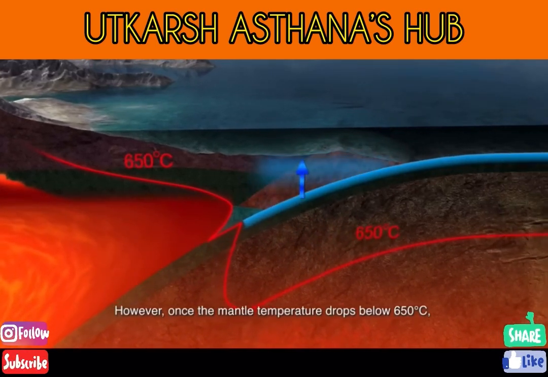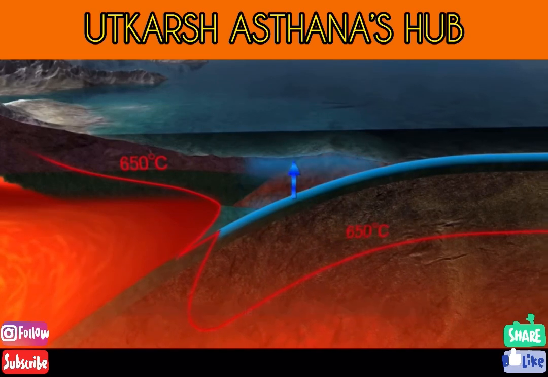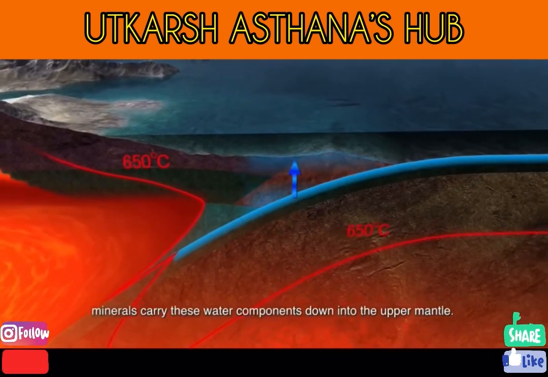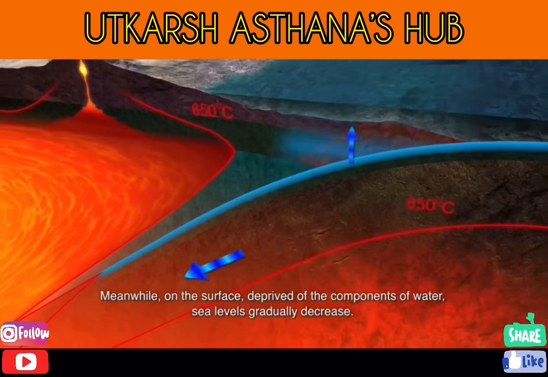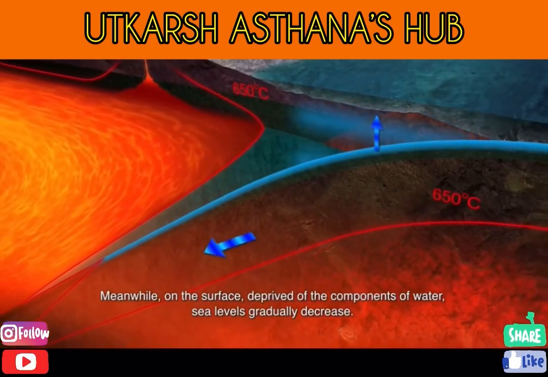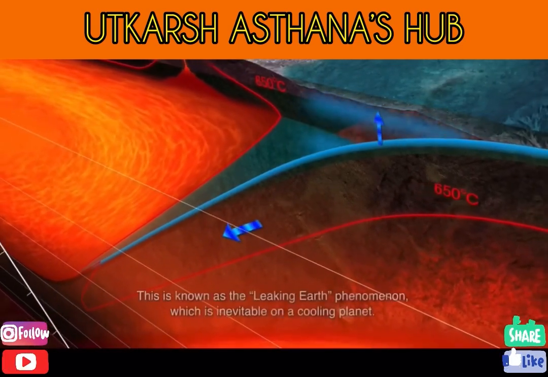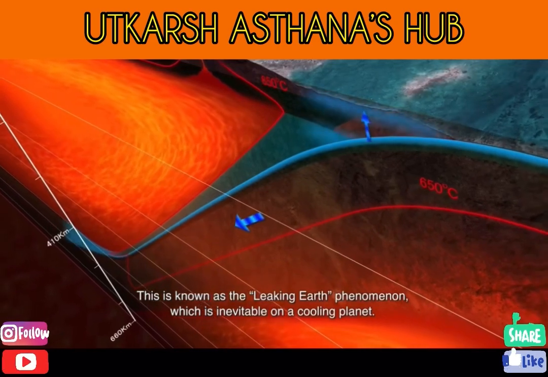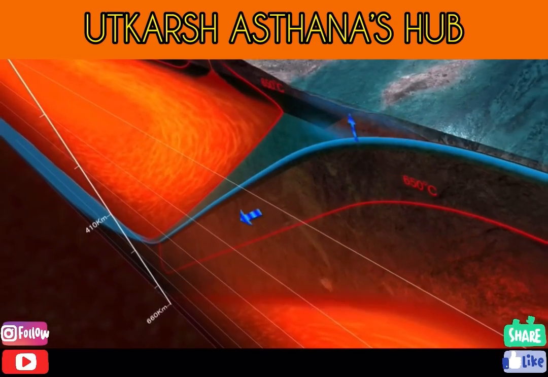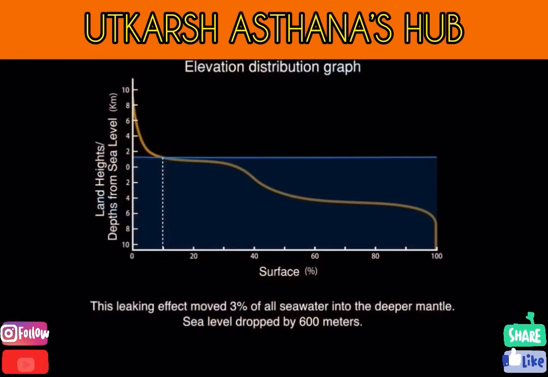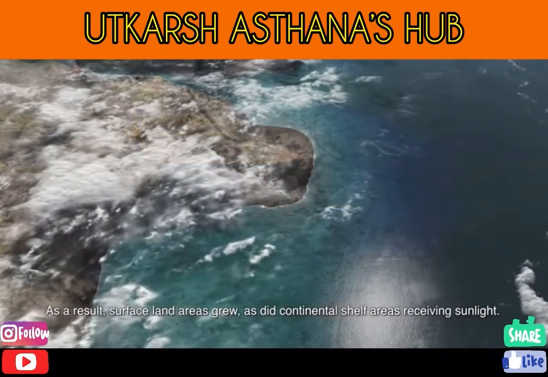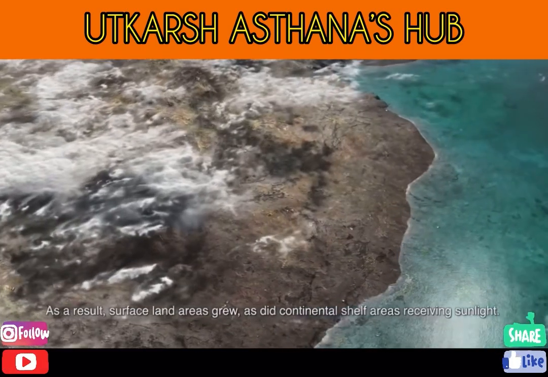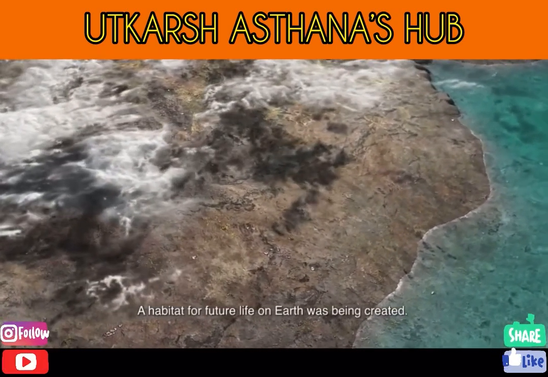However, once the mantle temperature drops below 650 degrees Celsius, minerals carry these water components down into the upper mantle. Meanwhile, on the surface, deprived of the components of water, sea levels gradually decrease. This is known as the leaking Earth phenomenon, which is inevitable on a cooling planet like Earth. This leaking effect moved 3% of all seawater into the deeper mantle. Sea level dropped by 600 meters, as we can clearly see in the elevation distribution graph right here. As a result, surface land areas grew, as did continental shelf areas receiving sunlight. A habitat for future life on Earth was being created.